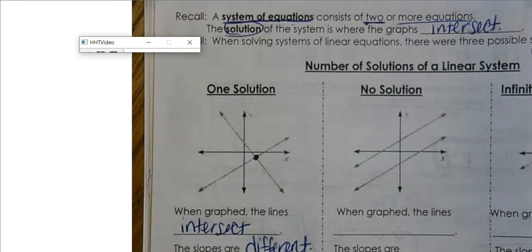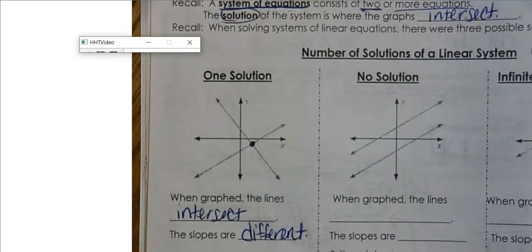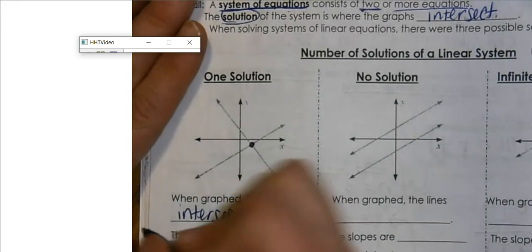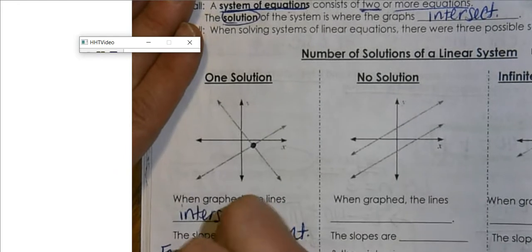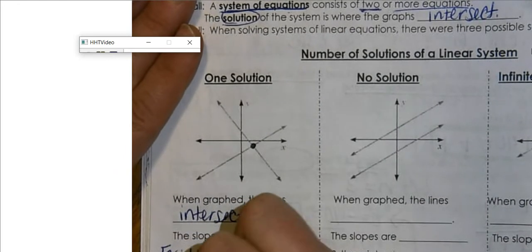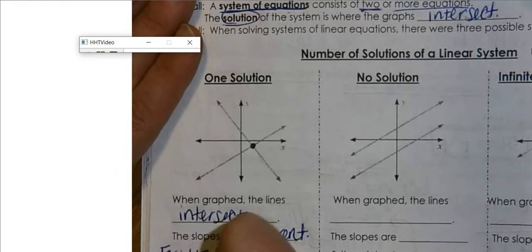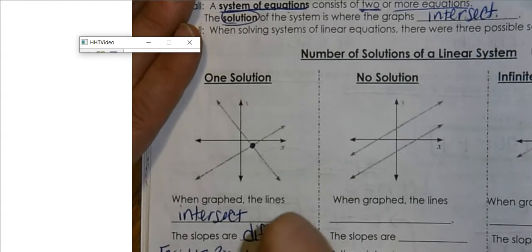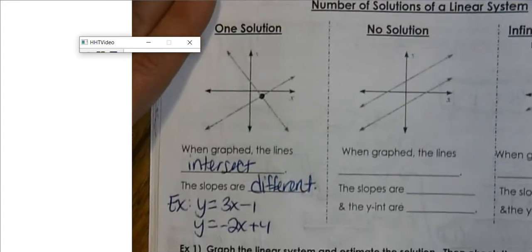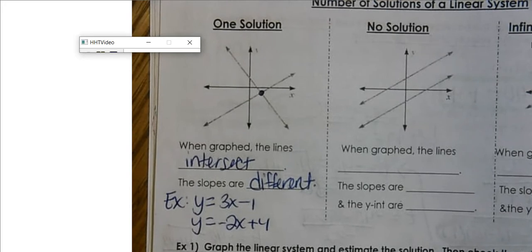So an example of something that you might see would be y is equal to 3x minus 1 and y is equal to negative 2x plus 4. Both of these are linear functions. They both have slopes that are different. They're both going in their own path, and they will intersect at some point. So that is considered one solution.